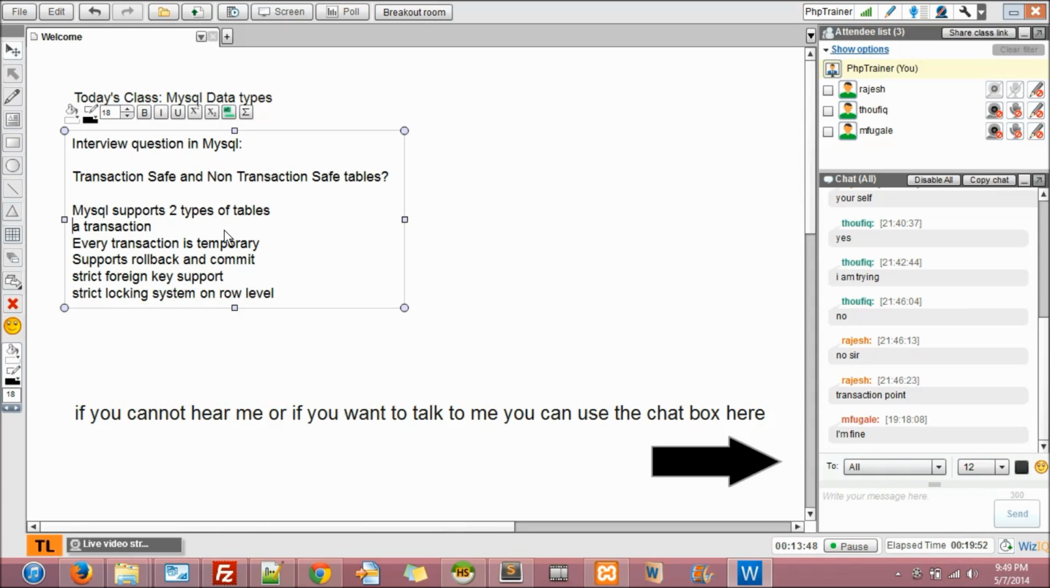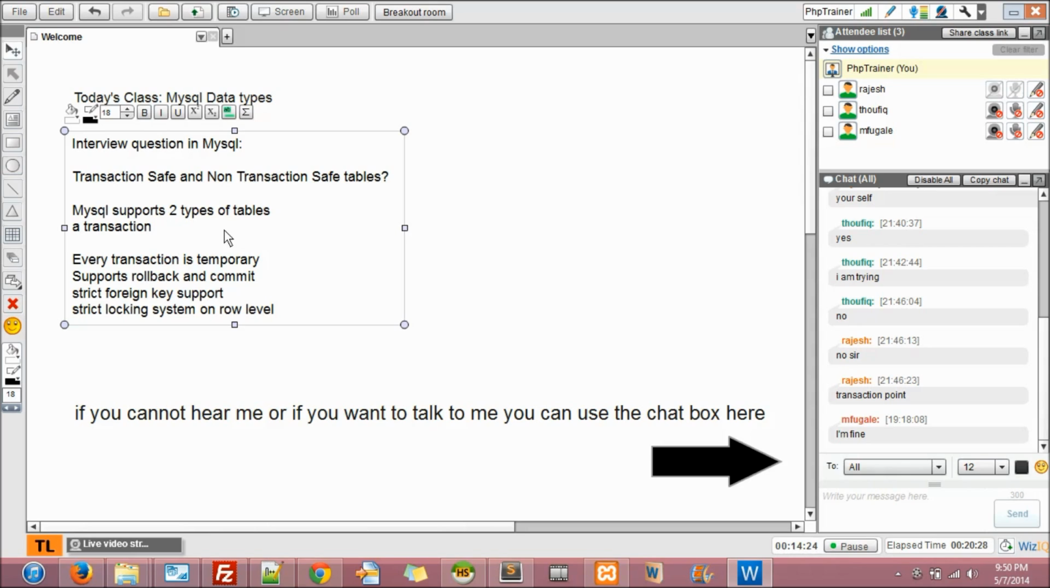That is, when you want it to be rolled back, you say, I don't want this, just roll back. Rollback is nothing but undo. You type something and say undo, it reappears just like that. Rollback is nothing but coming to the previous state. So every transaction in a transaction safe table is temporary, so that I can roll back. And commit is nothing but do it, rollback is nothing but undo it.